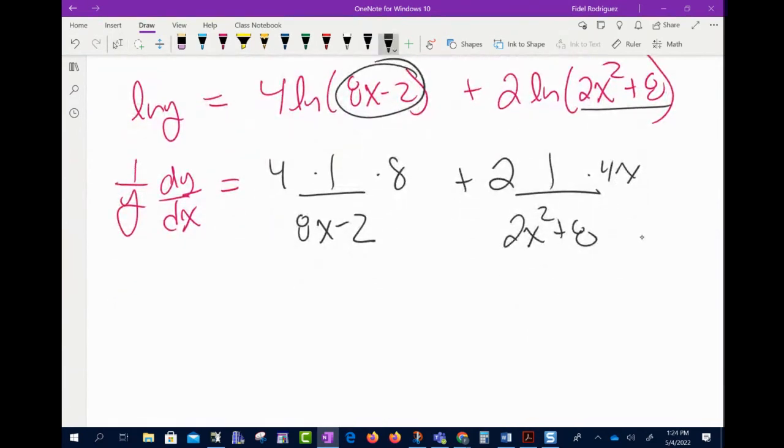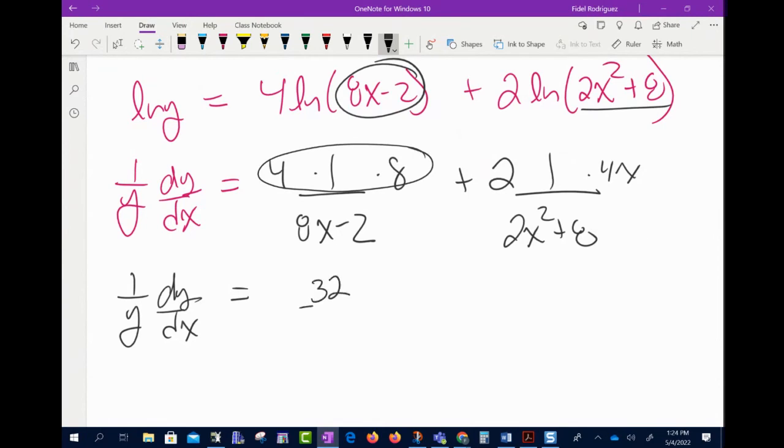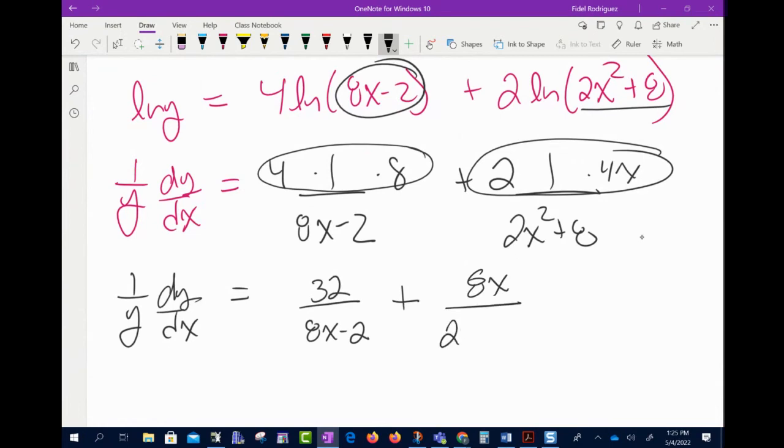Now, guys, I'm not going to do a lot of simplifying here. I'm just going to do some minor simplifying. When I multiply on the top, that's a 32 over 8x minus 2. Plus, when I simplify this on the top, that should give us an 8x over 2x squared plus 8.